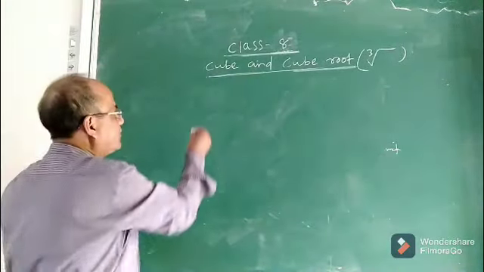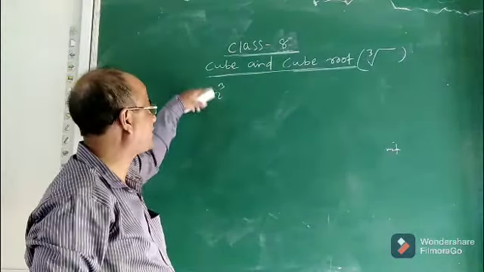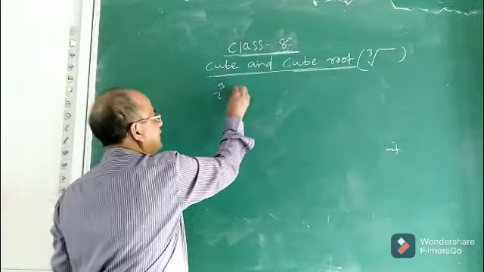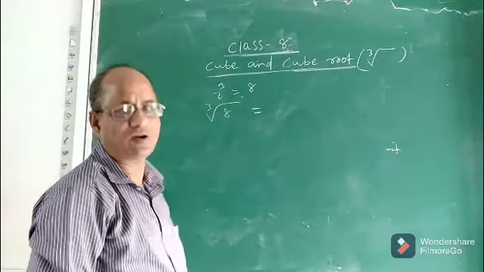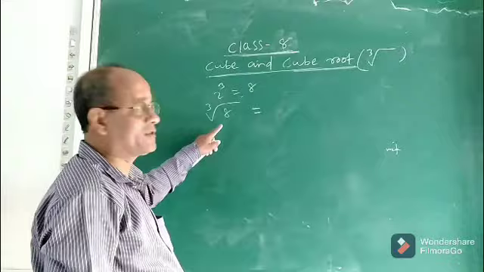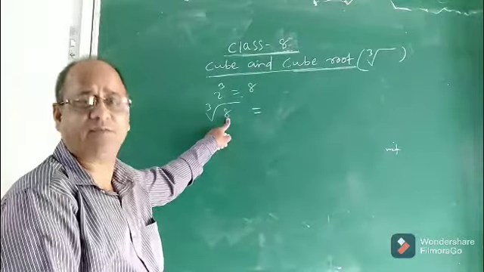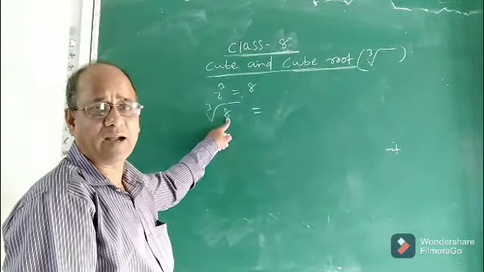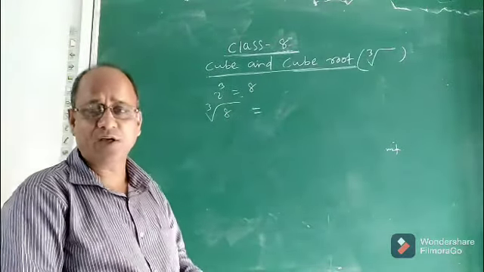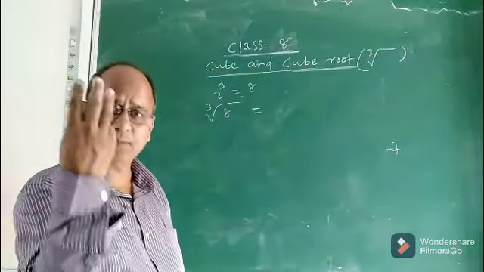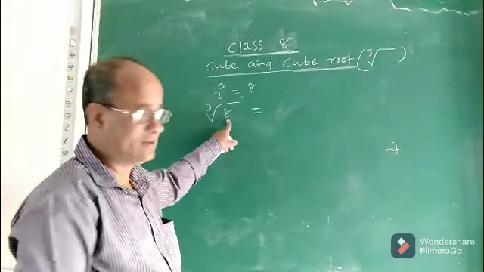Suppose I ask what is the cube of 2? If 2 is a positive integer, your answer will be 8. Now if I ask you what will be the cube root of 8, how do we find it? If someone asks you what is the cube root of 8, it means you have to find that positive integer which when multiplied 3 times will give you 8. What is the number which we multiply 3 times? The answer will be 2.